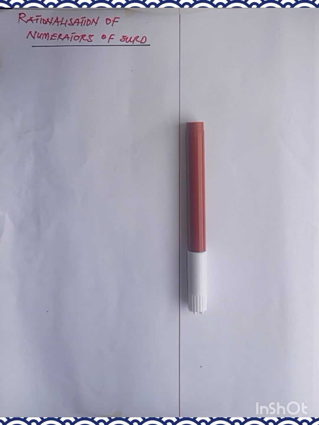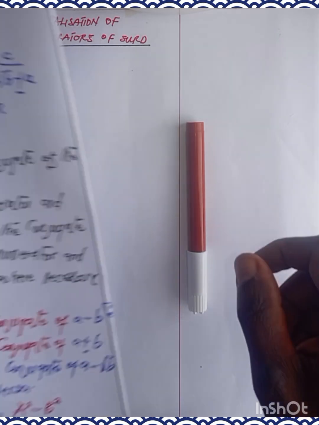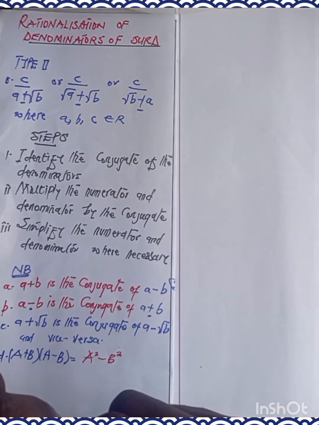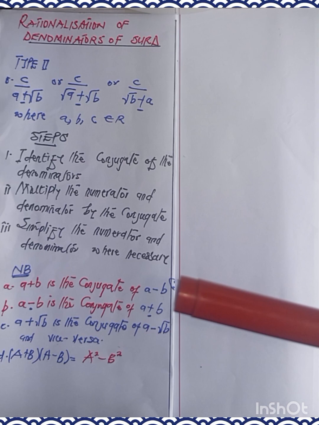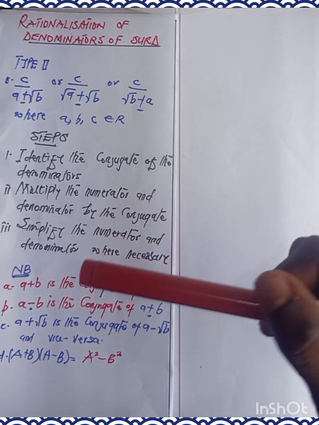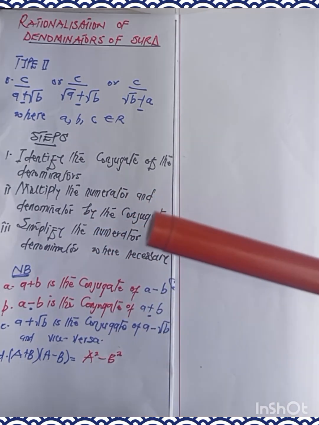Now, this is normally done to test your understanding of what rationalization actually means, because other students think that when we talk about rationalization, we have to always do it with respect to the denominator. It is not so. So let's look at the steps that we are going to use when we are rationalizing the numerator of a set. In our previous lesson, we learned how to rationalize the denominators of a set, and the steps are the same as those for the numerator of a set.